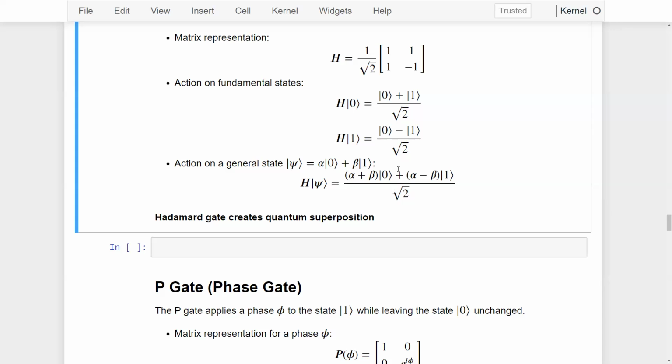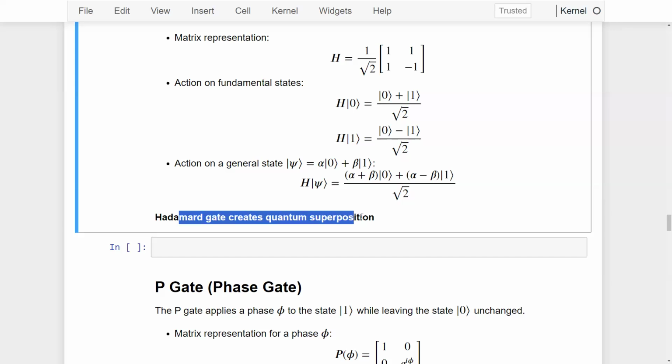From this, by the way, it's clearly seen that if alpha and beta are equal, so if you started from a balanced state, right? In response, you will get only the state 0. So if in the input you get a perfect balance superposition, in the output you get state 0 or state 1, depending on the sign of alpha and beta.